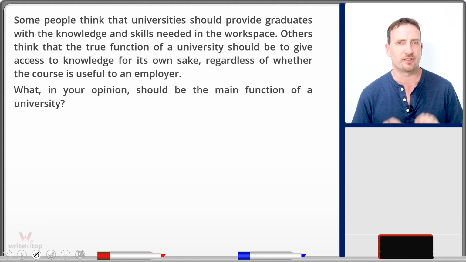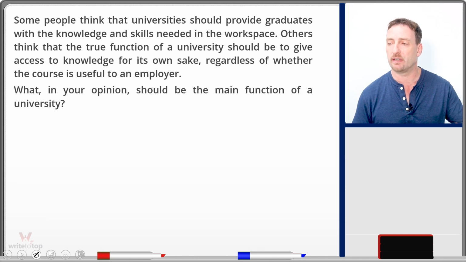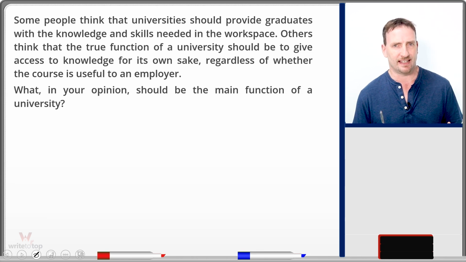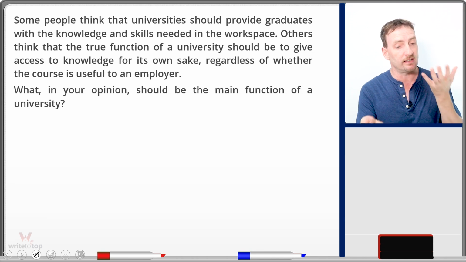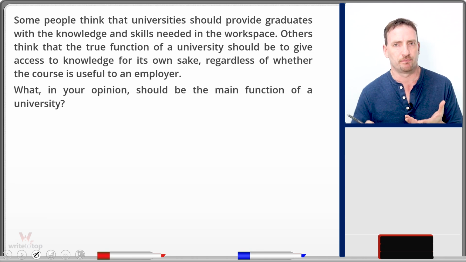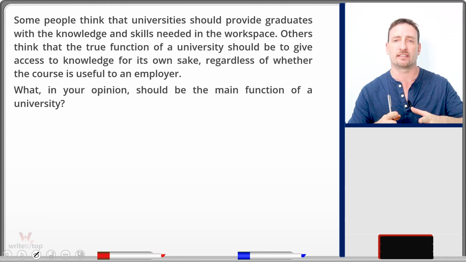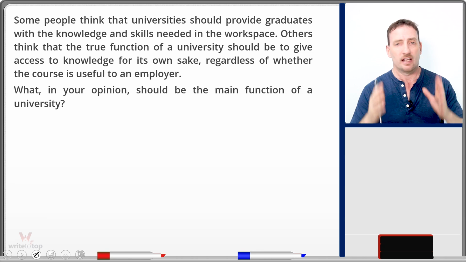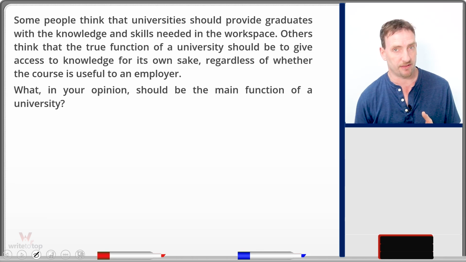Now, pay attention to this question. What, in your opinion, should be the main function of a university? A lot of people are going to make a mistake here because they will think right away they were presented with 2 opposing views, they must choose one. But that is not what the task is asking you to do. They're very directly asking you, what do you think a university needs to do for the students, right? So just make sure that you answer that question. Don't be distracted by the prompt.